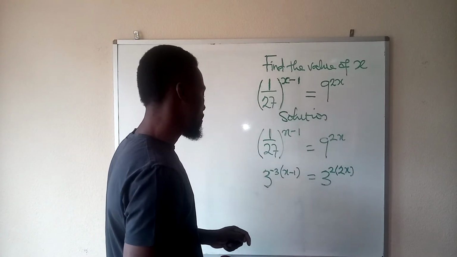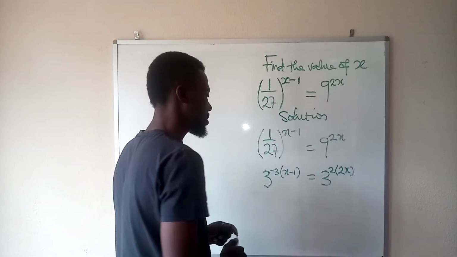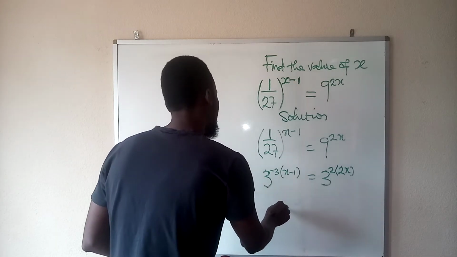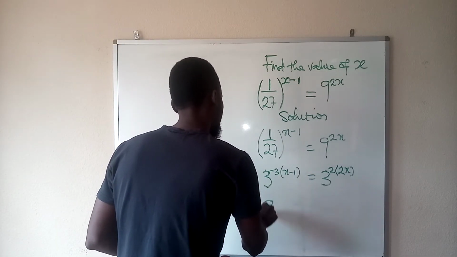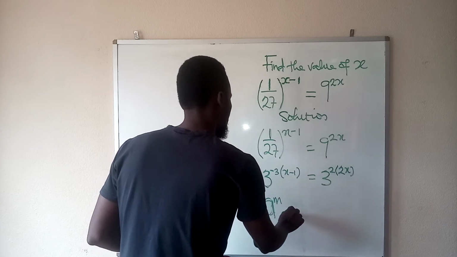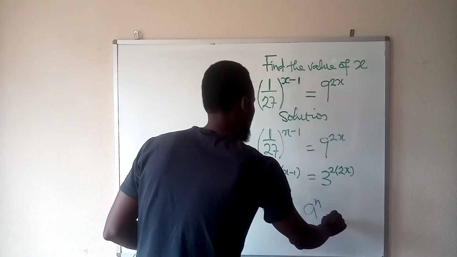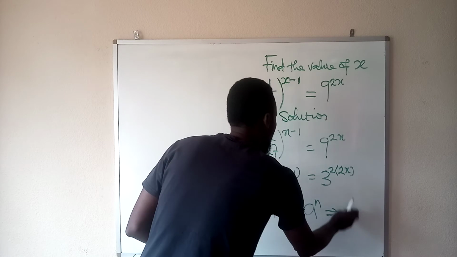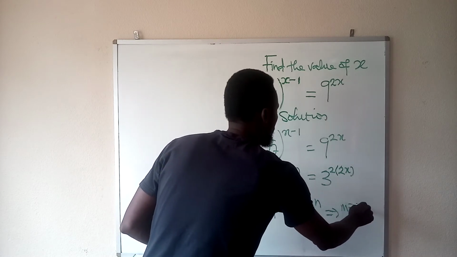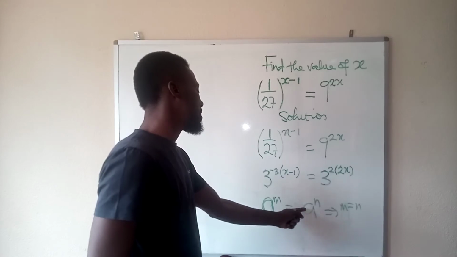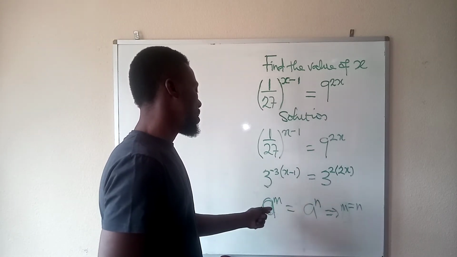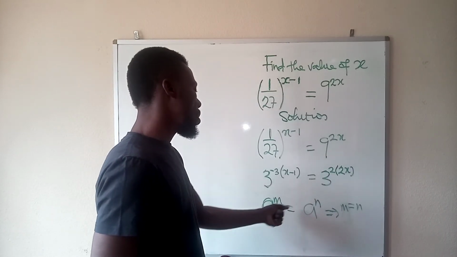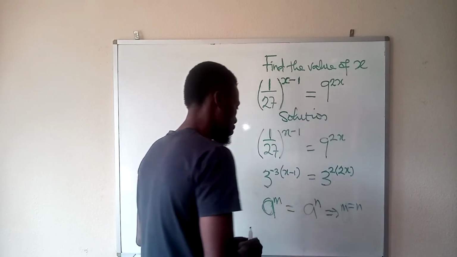Now, from the same bases with different exponents rule: if I say that a raised to the power m is equal to a raised to the power n, then it implies that m is equal to n. So when the bases are the same with different exponents, then the corresponding exponents are equal. When bases are equal, then the exponents are also equal. So that's what we are saying.